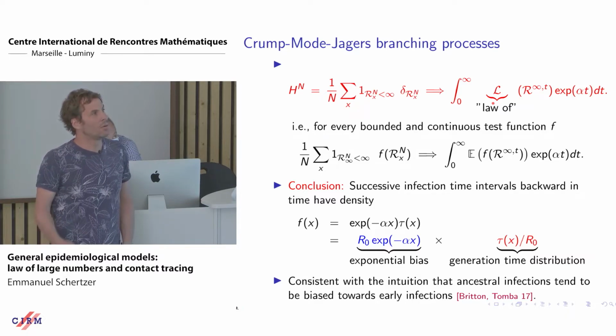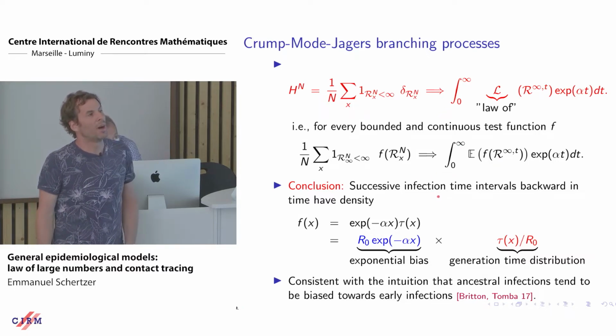And so the conclusion of this is that the successive infection time intervals, when you look at them backward in time, are given by e^(-alpha x) tau of x. And if you remember that what we are looking for is the generation time distribution, so tau of x renormalized by its total mass, the basic reproduction number, you get that those successive infection time intervals are given by the generation time, but multiplied by an exponential bias.